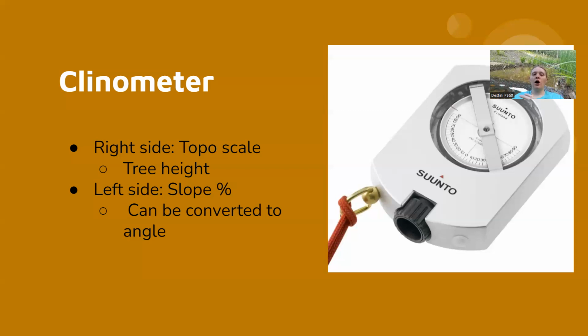For the clinometer, when you're reading it, there are two scales in the clinometer itself. On the right side is that topo scale, which we use to measure tree heights. And then on the left is this percent slope that you can see. And you can use that to measure percent slope, right? So we can measure the slope of land using this clinometer. And that percent slope can be converted to angle, and we can start to make a lot of different calculations from there.